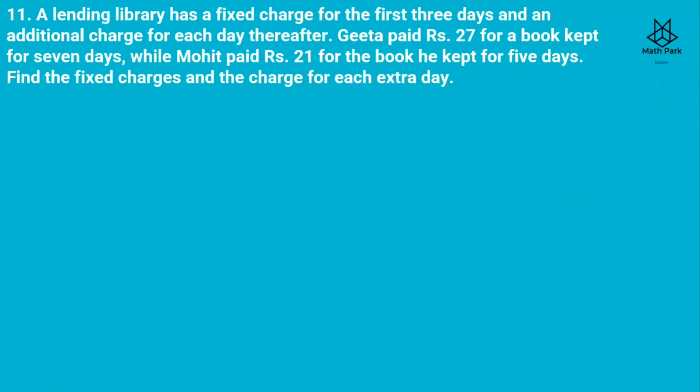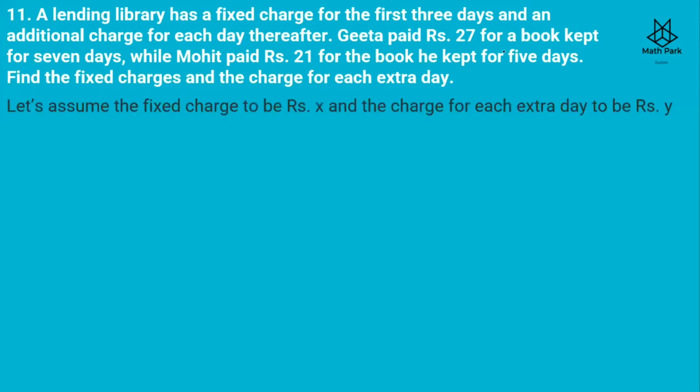A lending library, a library that lends books, has a fixed charge for the first 3 days and an additional charge for each day thereafter. Geeta paid rupees 27 for a book. Let us take the fixed charge to be rupees X and the charge for each extra day to be rupees Y. Now what has happened? Geeta has paid rupees 27. So the fixed charge is X, and the book was kept for 7 days. But the fixed charge is for the first 3 days. So for how many days will she have to pay extra? For 4 days. So X plus 4Y is equal to 27.